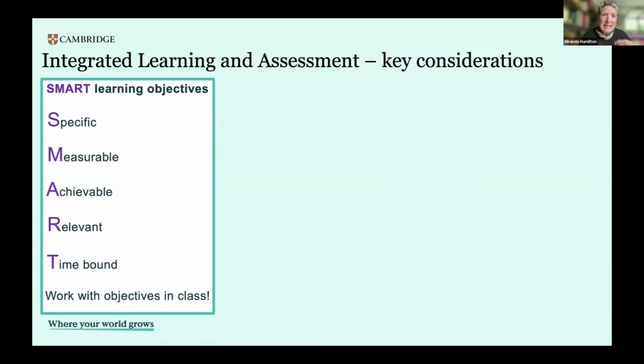They need to be achievable. Don't set learning objectives that they can't possibly achieve in that lesson. Make it achievable. Learners need to go away from class feeling that they're winning, and they have to be relevant and time-bound. So, at the beginning of a lesson, talk through those objectives and say, by the end of the lesson, we will have worked on, and you will be able to understand and use the present perfect, for example.